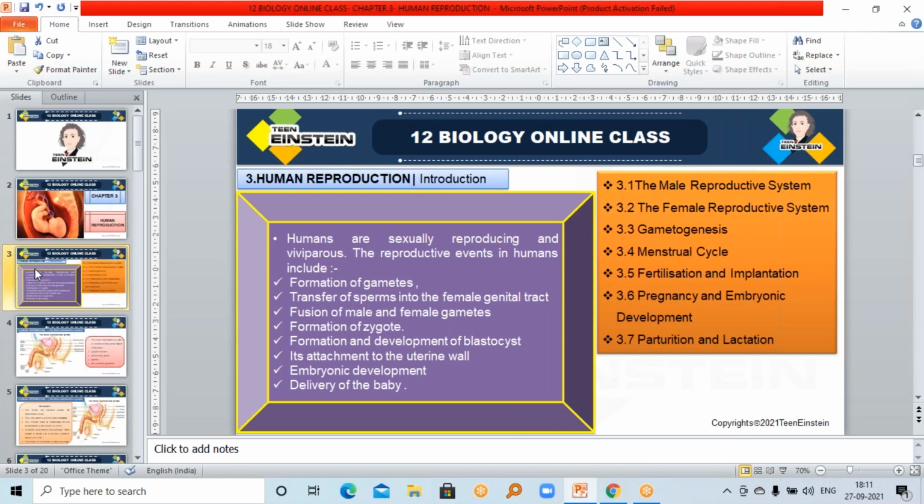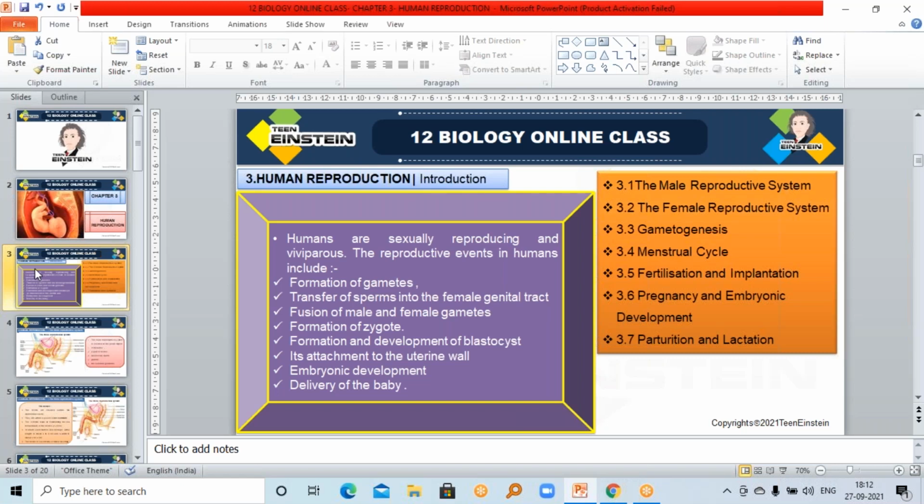Those further events lead to conception. And after conception, we are going to learn about pregnancy and the related events, like parturition. Parturition means the process of giving birth, how a human gives birth. So all these come under human reproduction, and we are going to learn everything.